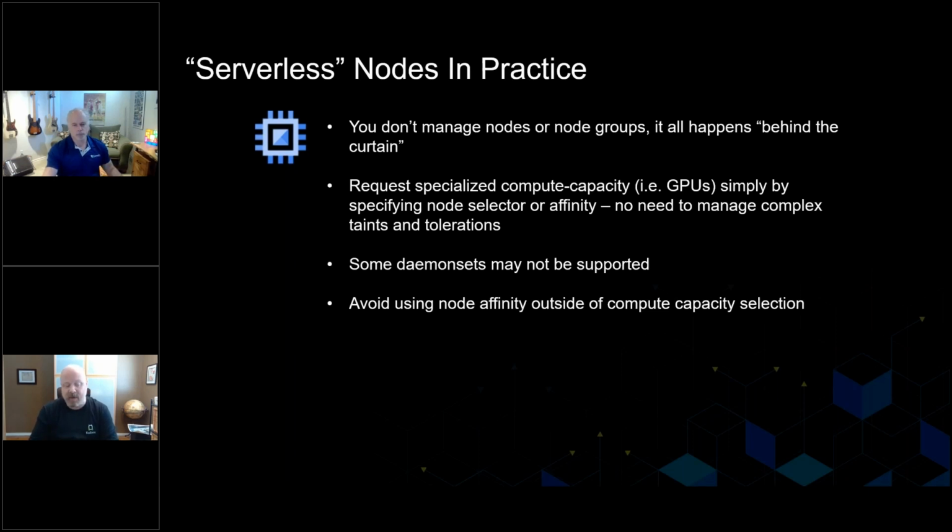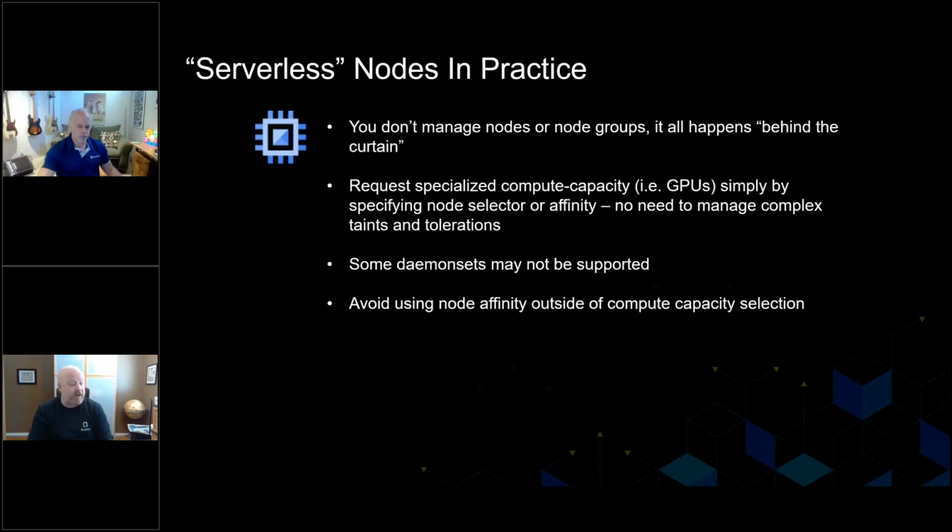What that means is if you want to request, for example, specialized compute capacity, so I use that example again of GPU-based nodes, it's super simple. You just specify either a node selector or a node affinity in your workload pods. You don't have to worry about managing things like taints and tolerations and node groups or anything like that. You just make some very minor modifications to your workload, and GKE Autopilot will automatically provision the capacity type you need.